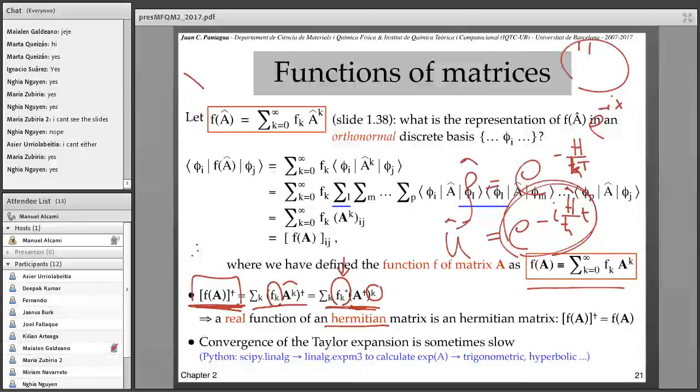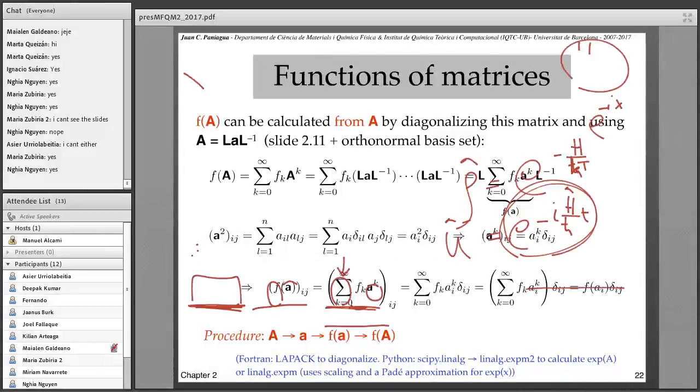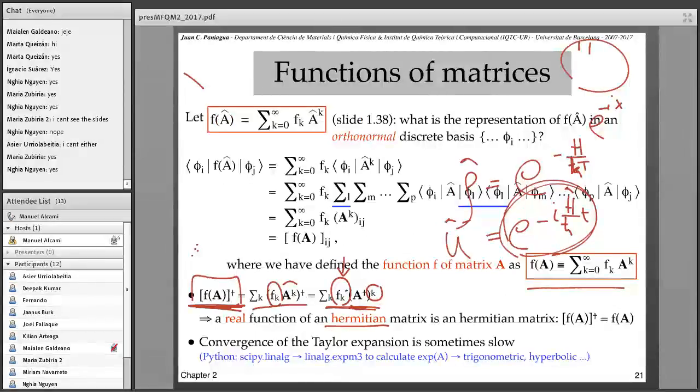Well, this way of calculating functions of matrices is not very practical in some cases, because normally these expansions are not quickly convergent. And so in practice, when we want to calculate functions of matrices, we use some tricks. Here I have put some libraries in Python language in which you have routines for calculating the exponential of a matrix. And as you have seen, exponential functions are the most common functions that appear in quantum mechanics. So if we have a routine for calculating exponentials of matrices, it's a very practical way of obtaining exponentials, and of course also trigonometric and hyperbolic functions, because all of them can be put in terms of exponentials.